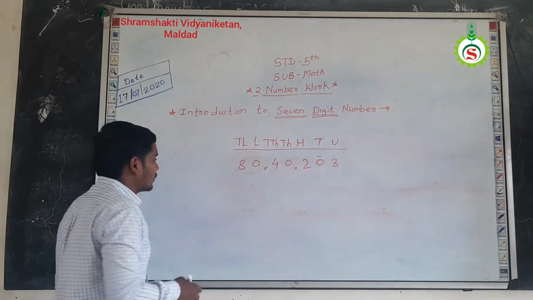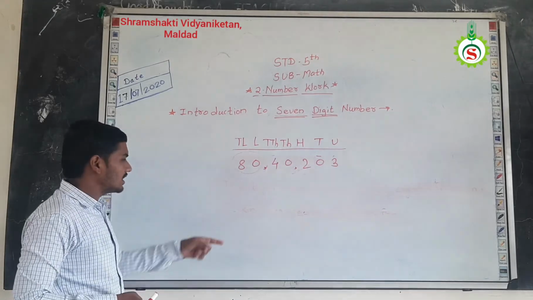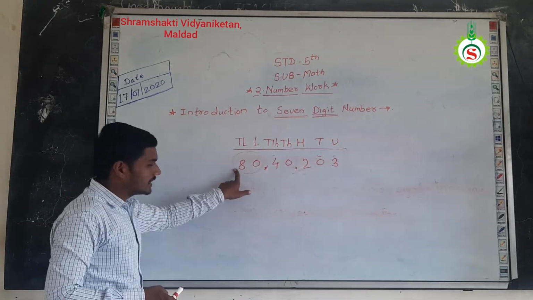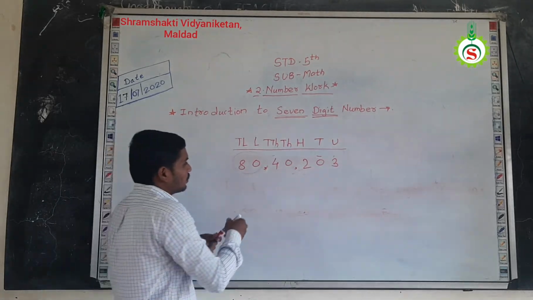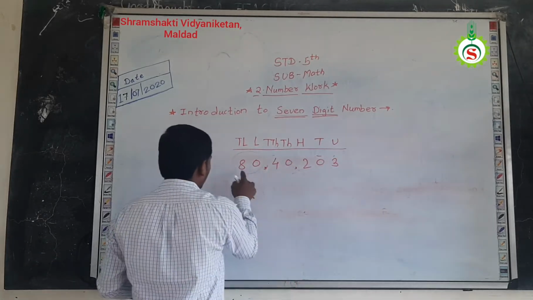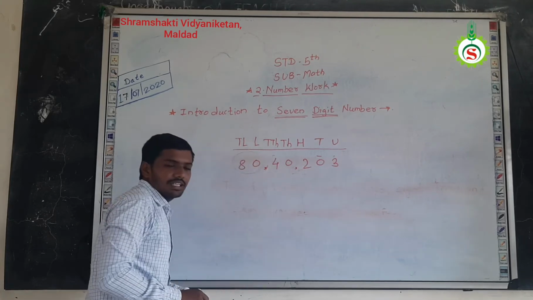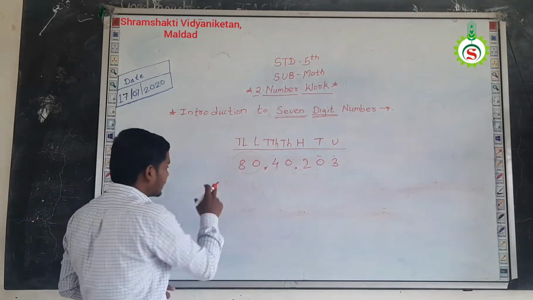Okay. Now how will I read that number? From which side will I start to read? From this side. Now we have given the places to all the digits. So 8 is at the place of 10 lakh and 0 is the place of the lakh. So how will I read that number?